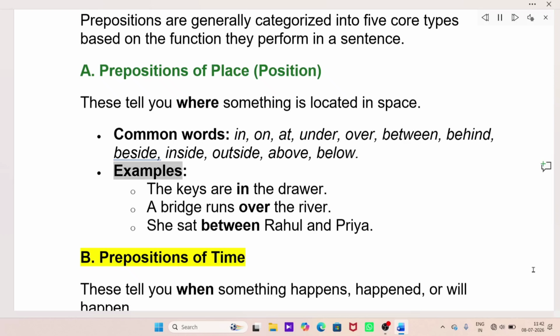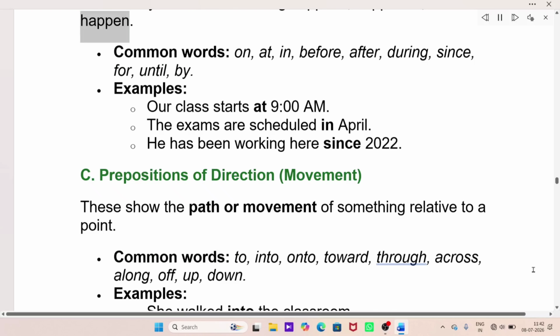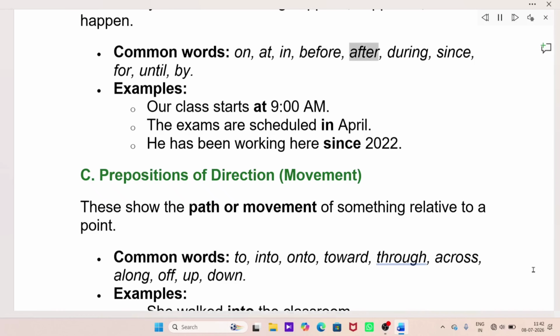Examples: The keys are in the drawer. A bridge runs over the river. She sat between Rahul and Priya. B. Prepositions of time. These tell you when something happens, happened, or will happen. Common words: on, at, in, before, after, during, since, for, until, by.